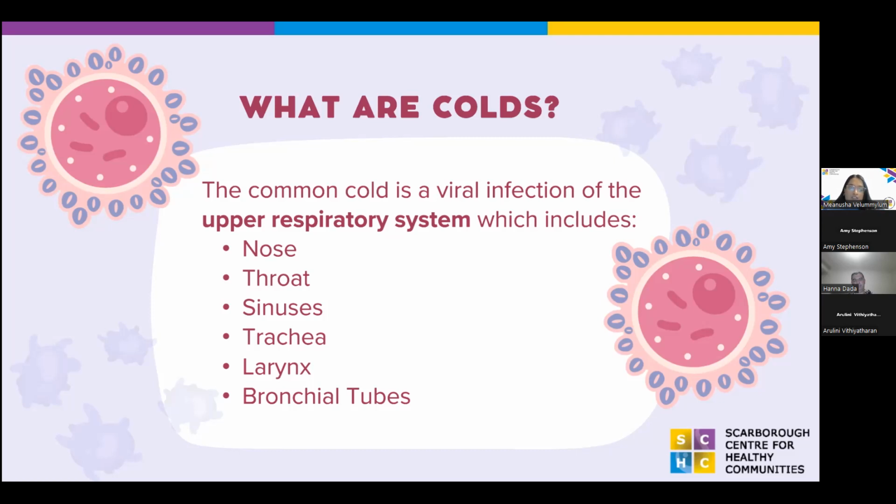So in this case, the upper respiratory system consists of the nose, the throat, your sinuses, your trachea, which is also known as your windpipe, your larynx, and the bronchial tubes. These are just structures that are part of the upper respiratory system.